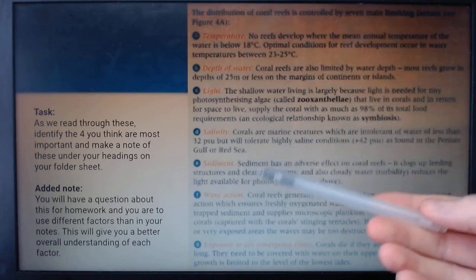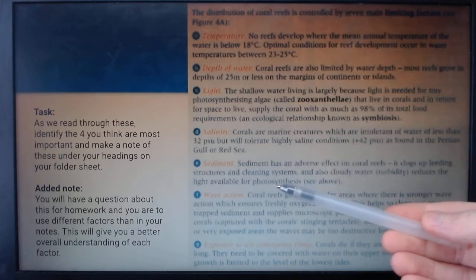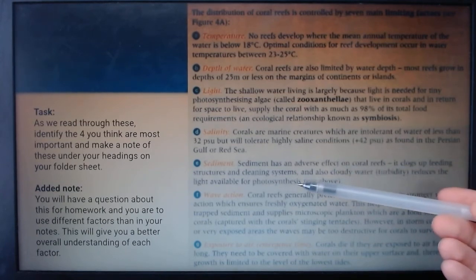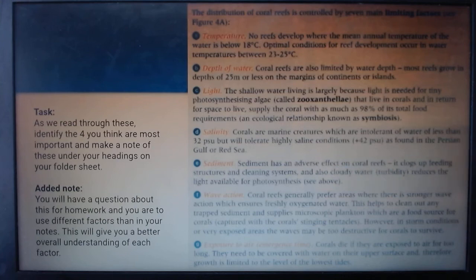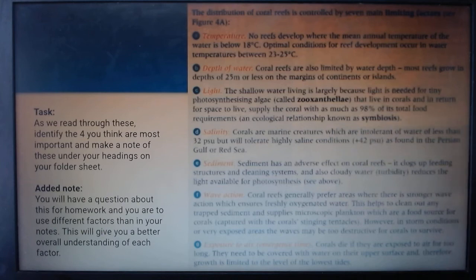Okay, sediment then, this is another important one. Sediment has an adverse effect on coral reef. If sediment or material, sand or little silty bits, get into the corals, it can clog up the feeding structures. Cloudy water will also reduce the light available. So if they're in very rough seas with lots of sediment blocking out the light or clogging up the coral themselves from feeding, they'll die out. So again, the Bahamas is very clear, slow water.